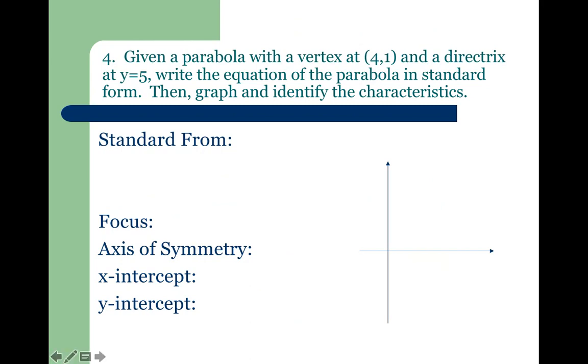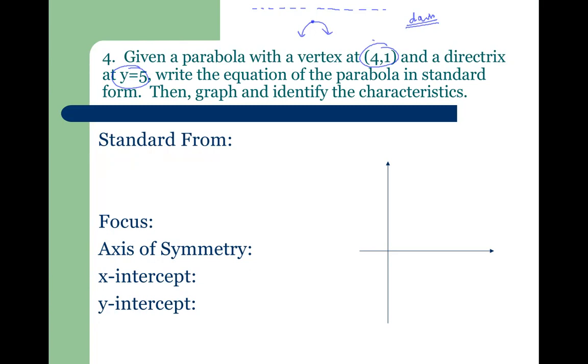Let's do another one similar to that. Given a parabola with a vertex at (4, 1) and a directrix at y = 5. So (4, 1), and the directrix is y = 5. So that's going to be clearly above this, and y = 5 is going to be a horizontal line. So this is going to have to open down. Right? Because to get from my vertex to my directrix, I went up. And this can't open left, it can't open right, it can't open up. It has to open down because it can't cross the directrix. It's not touching that directrix.